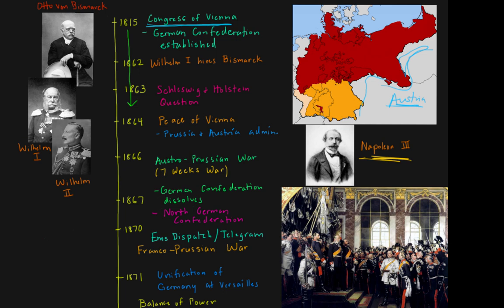Now, by the 1860s, another state has also proved itself as a leader in the German Confederation, and that's the state of Prussia. Prussia is right there. And Prussia's king, whose name is Wilhelm I, that's a picture of him, has hired a new statesman in 1862, and that statesman's name is Otto von Bismarck. Otto von Bismarck is a master politician, master diplomat. He's a very smart man. And his one and only goal is to make sure that when Germany does unify, when all of these German states do eventually come together, that Prussia is on top.